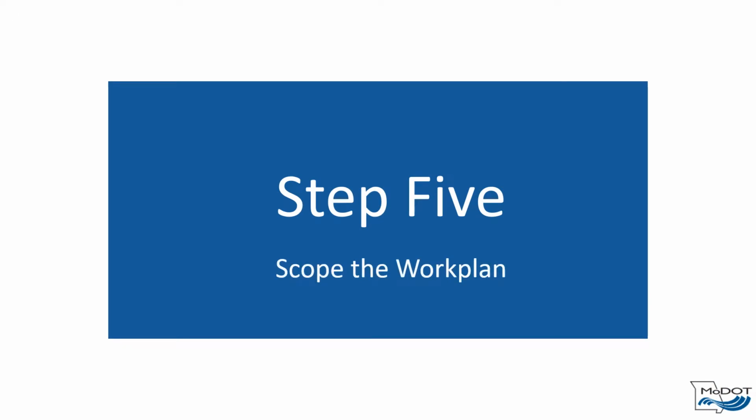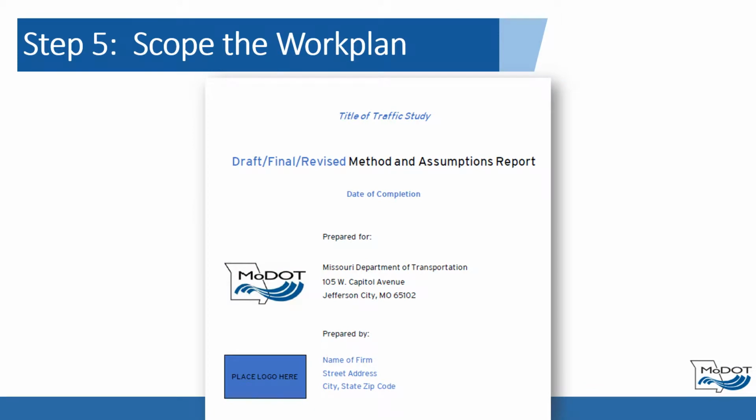Step 5 is to scope the work plan. Finally, you're ready to scope the work plan. It is important for the project manager, modeler, reviewer, and other involved personnel to develop an effective plan for conducting the necessary analysis. Also, all parties must agree on assumptions to be made to complete the analysis.